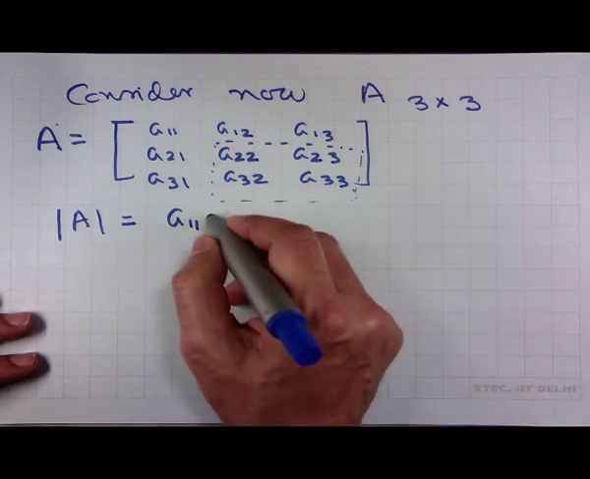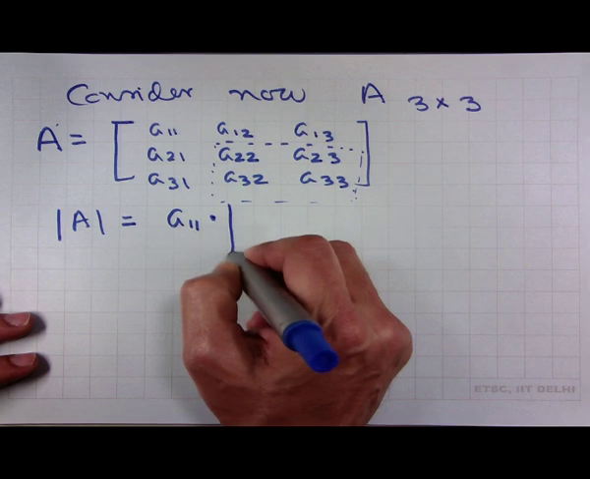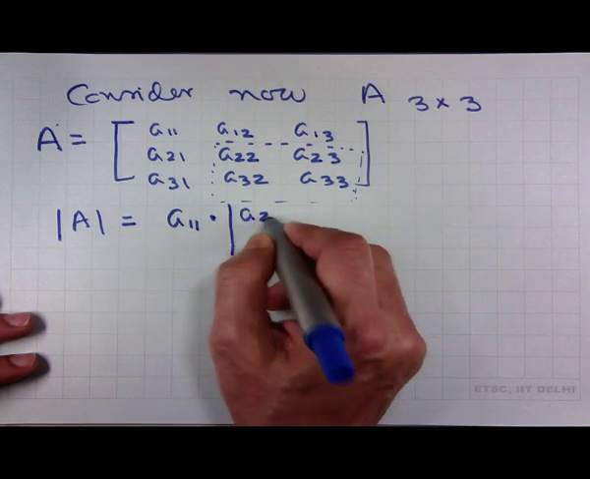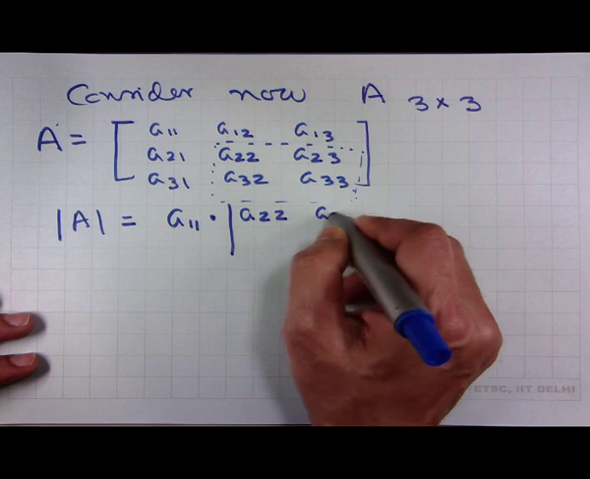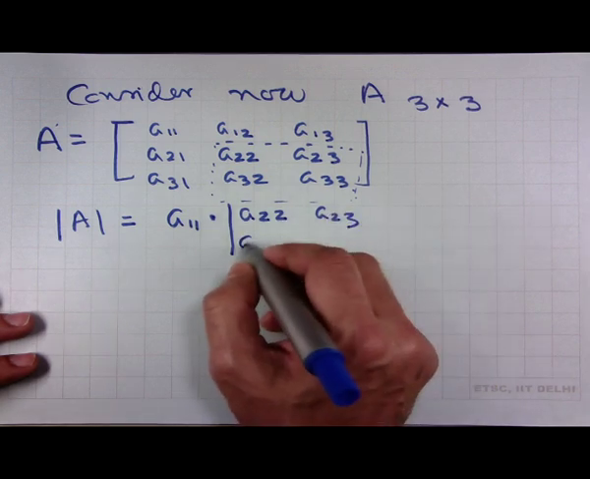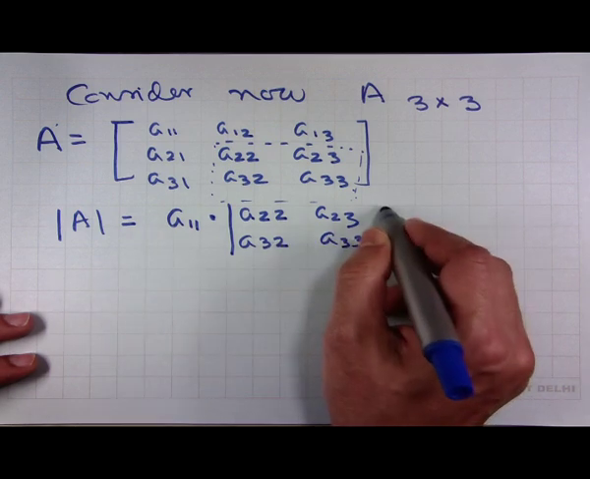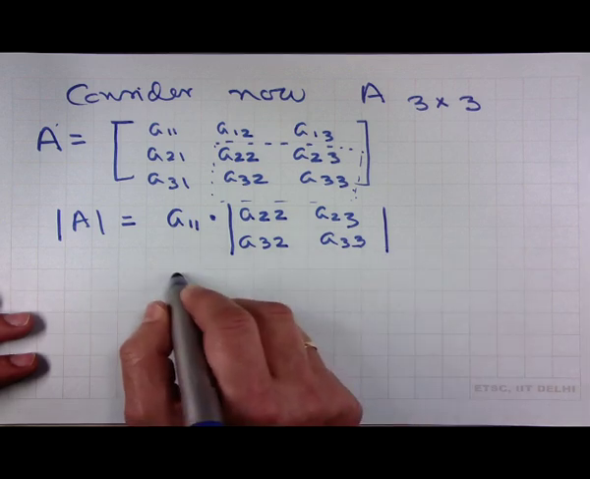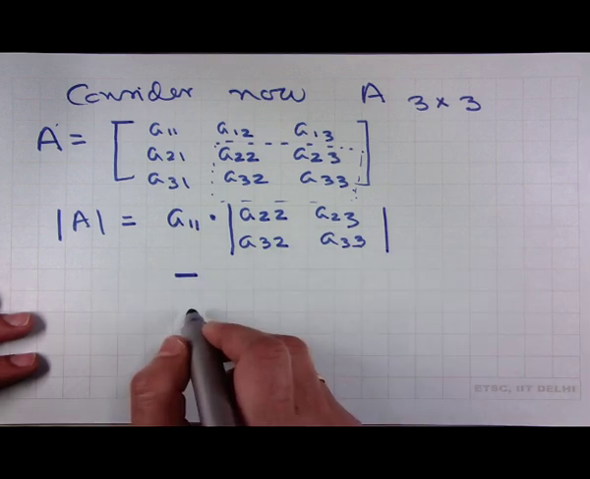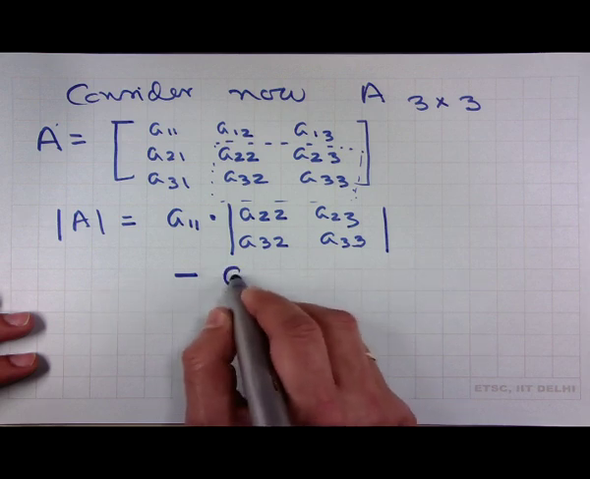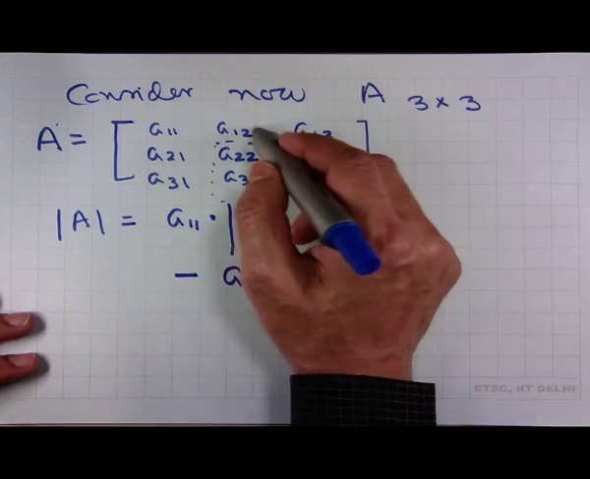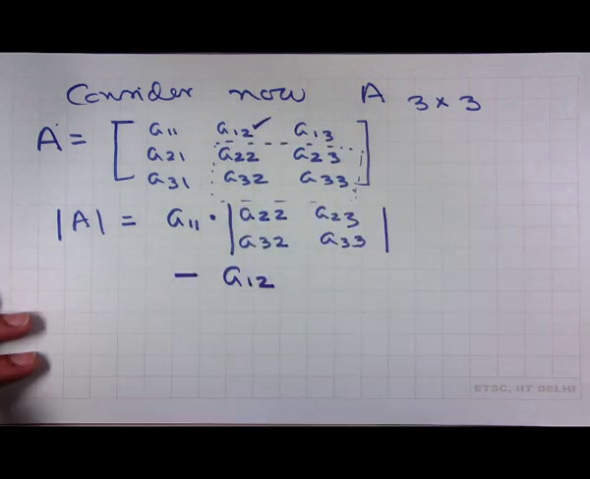That is, determinant of A22, A23, A32, A33, minus A12. I am now taking the term first row second column.